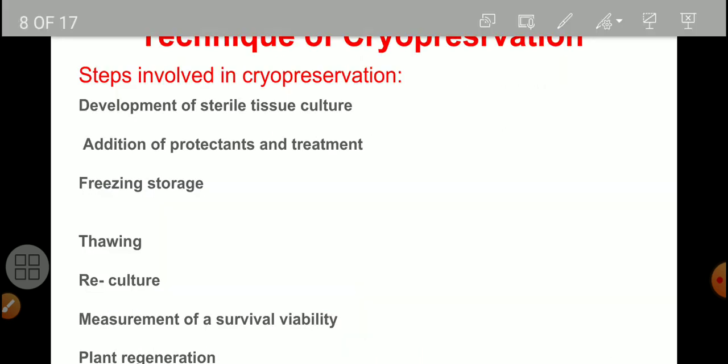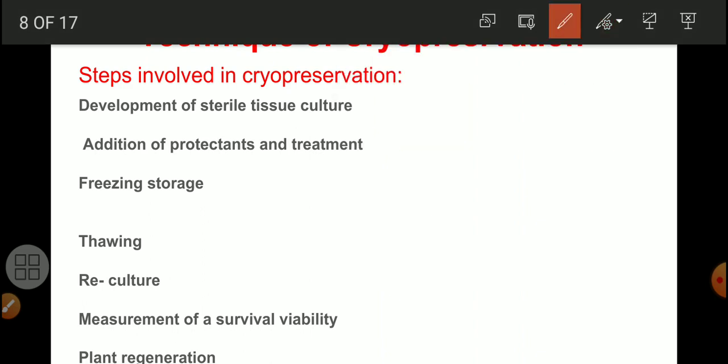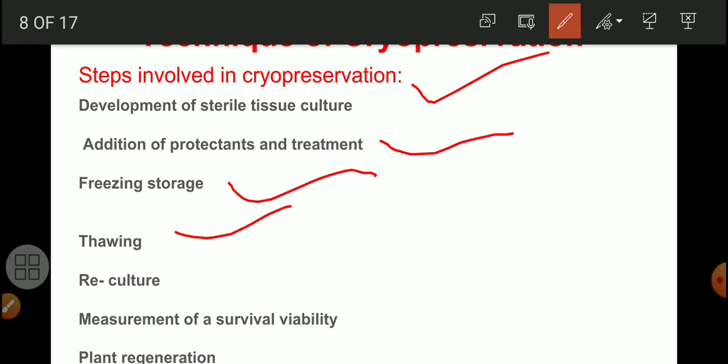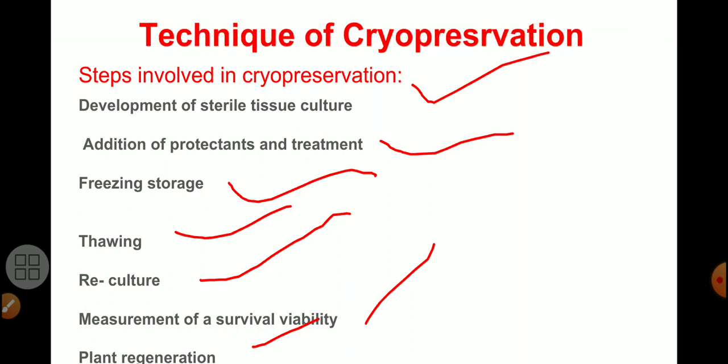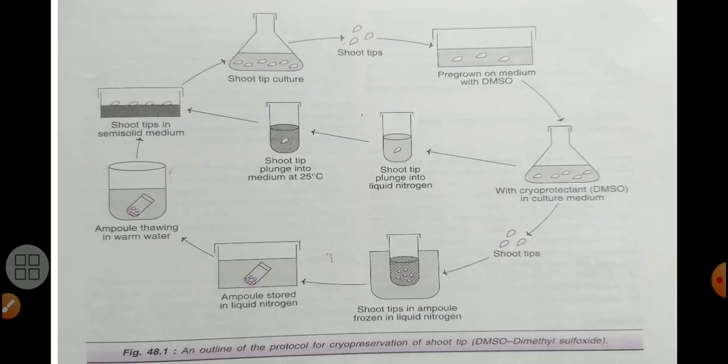Now, which technique is used in cryopreservation? These are the steps involved in cryopreservation after getting an idea about the mechanism. First, development of a sterile tissue. Second step, addition of a cryoprotectant and treatment. Third is freezing storage. Fourth, thawing. Last, reculturing. Then measurement of survival and viability in the plant. Regeneration is there.